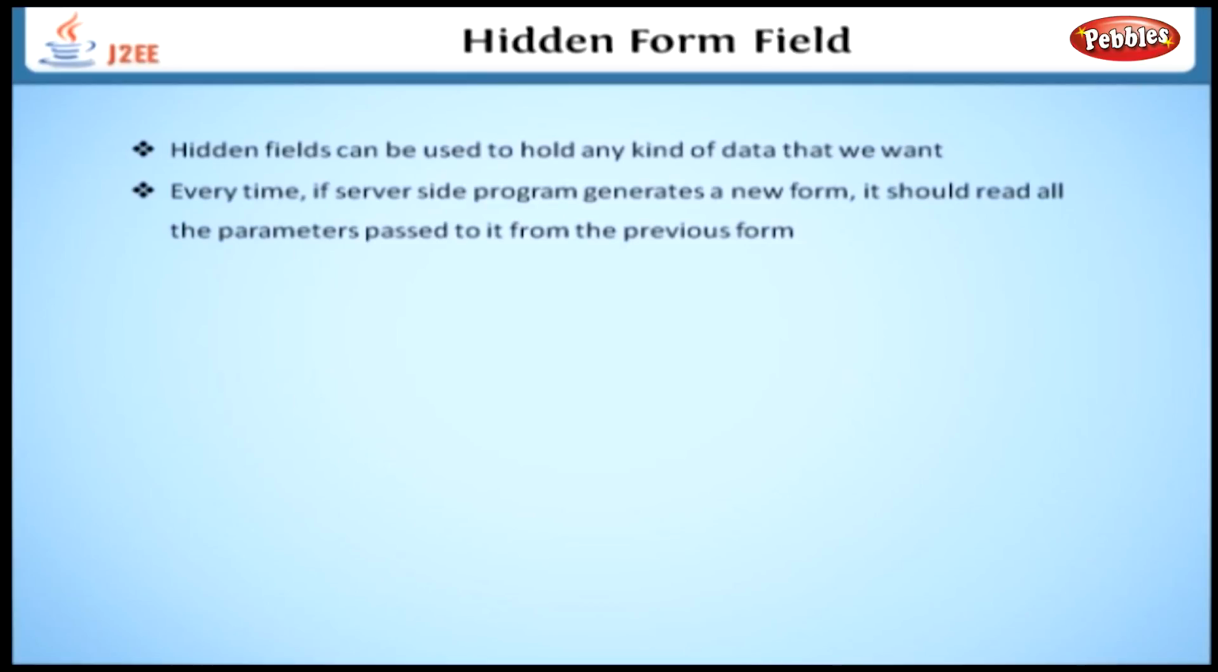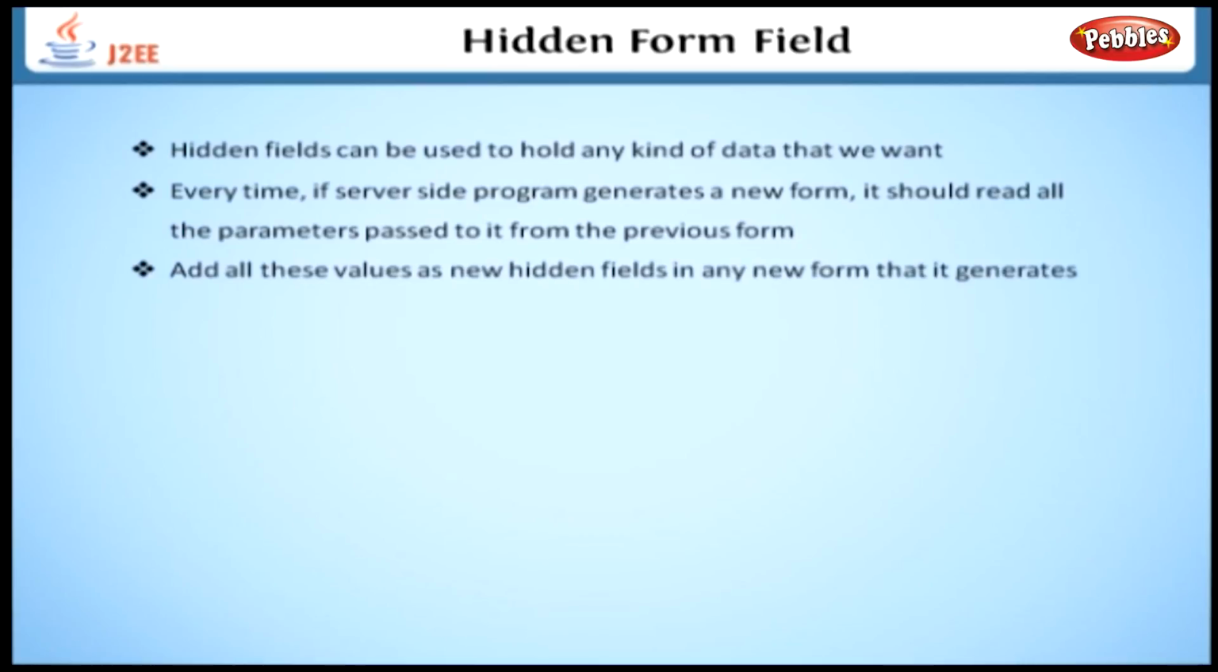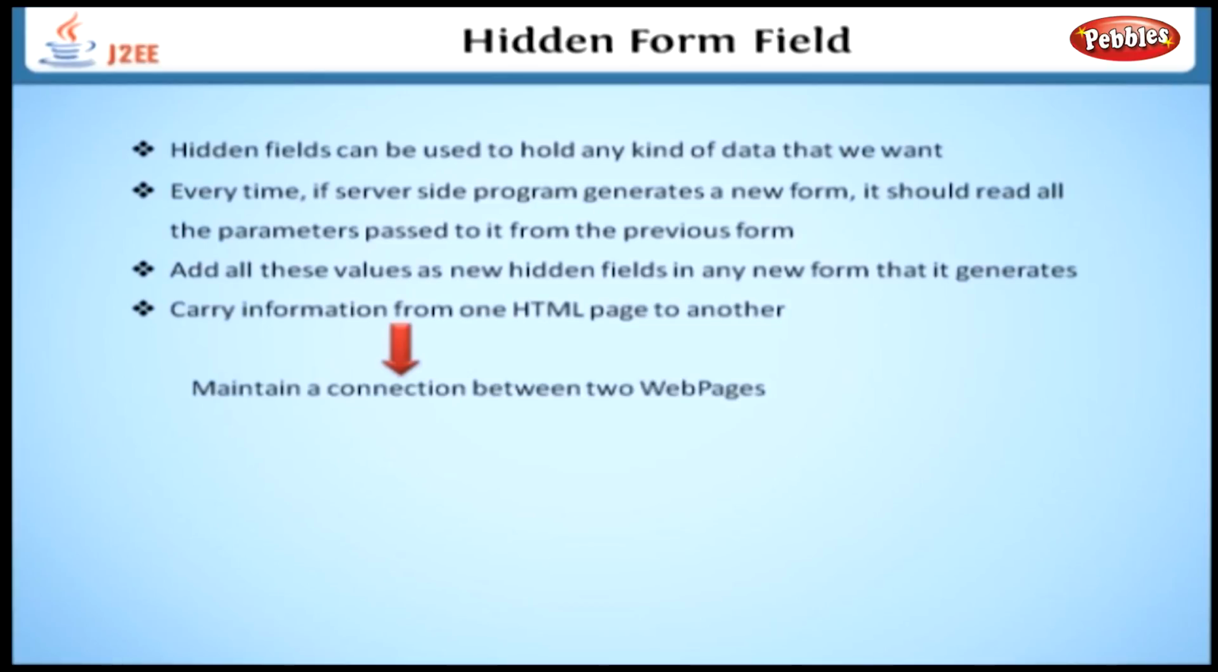It should read all the parameters passed to it from the previous form and then add all these values as new hidden fields in any form that it generates. In this way, we could carry information from one HTML page to another and thus maintain a connection between two web pages. This method has some disadvantages. Let's have a look at them.